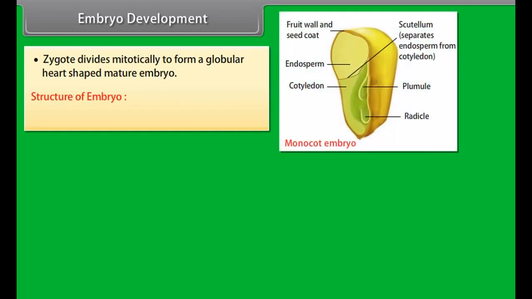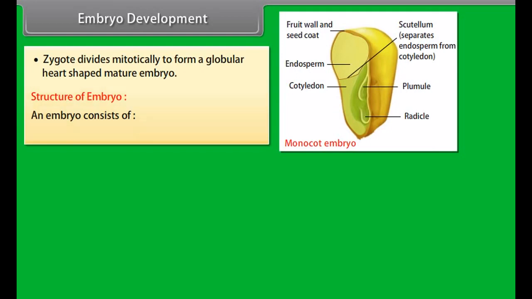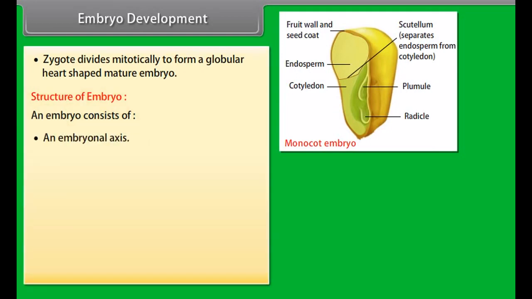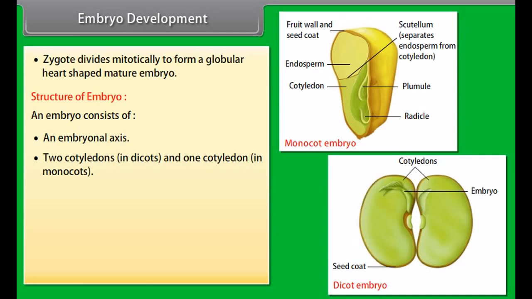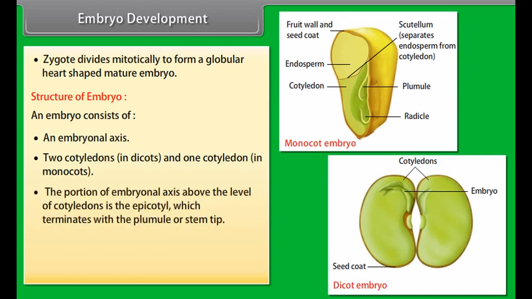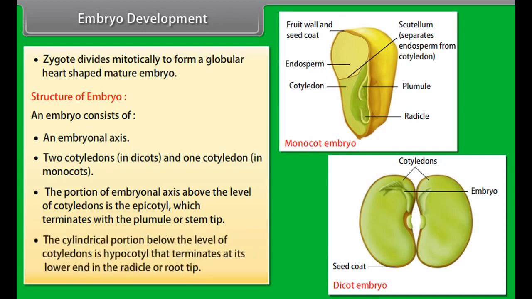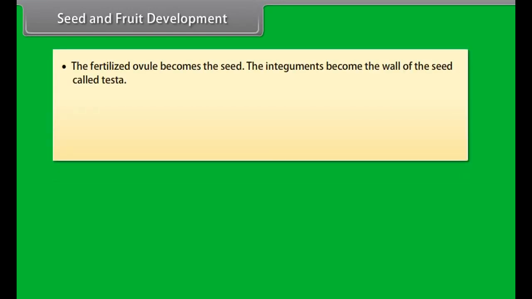Structure of embryo. An embryo consists of an embryonal axis, 2 cotyledons in dicots and 1 cotyledon in monocots. The portion of the embryonal axis above the level of cotyledons is the epicotyl, which terminates with the plumule or stem tip. The cylindrical portion below the level of cotyledons is the hypocotyl, that terminates at its lower end in the radicle or root tip.